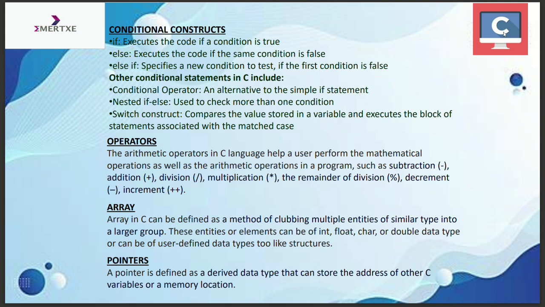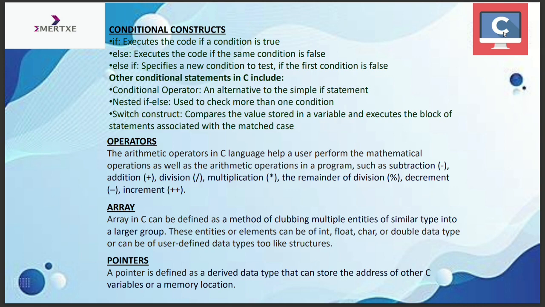It executes where true. Other conditional statements include C conditional operators, nested if else, and switch constructs. We know nested if else is used to check more than one condition. A switch construct compares the value stored in the variable and executes the block of statements associated with the matched case.